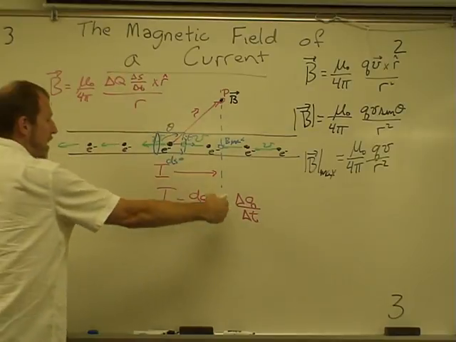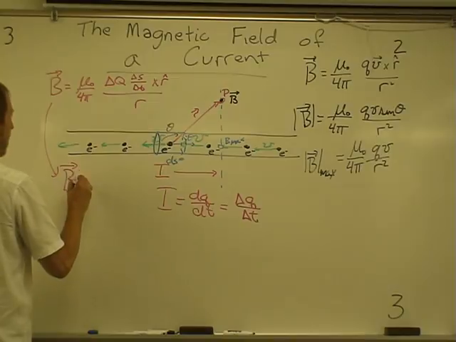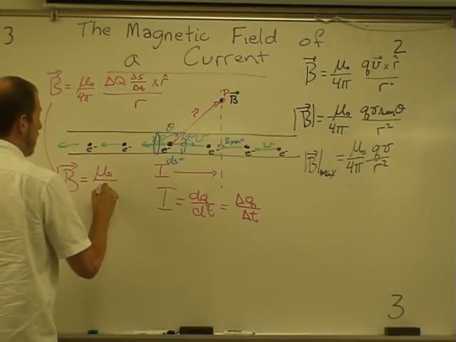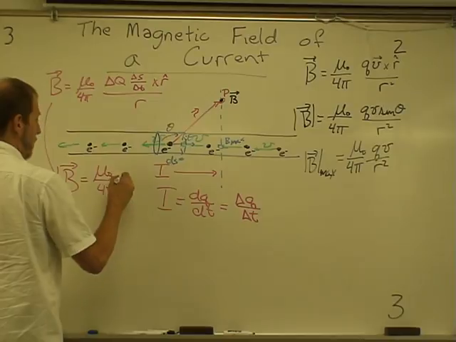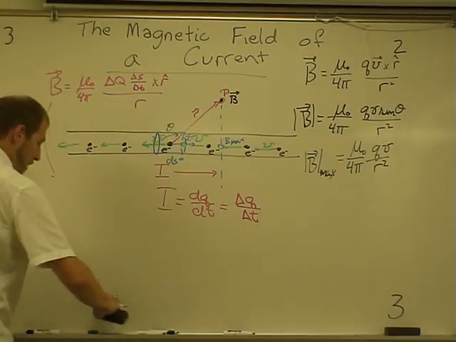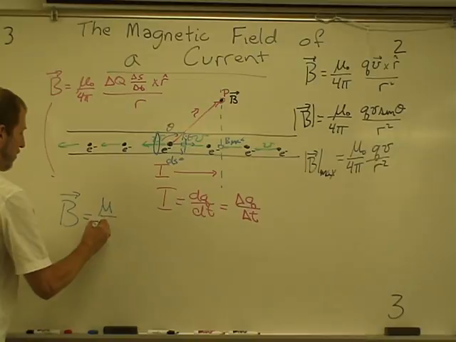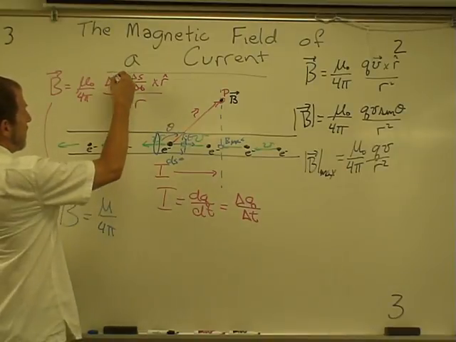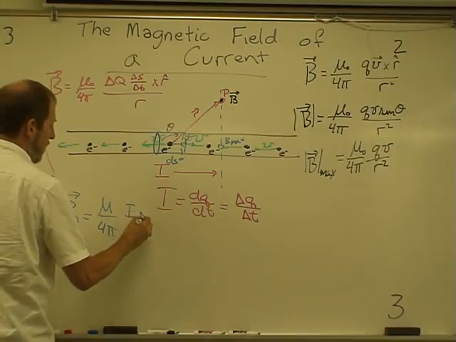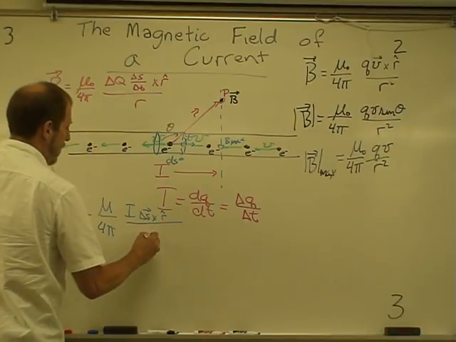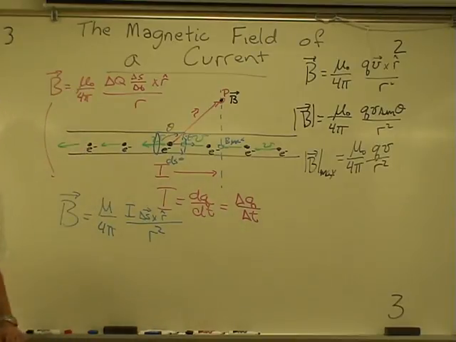Then delta Q over delta T, that's the current. So I can write the magnetic field caused by a tiny piece of current as being equal to mu naught over 4 pi times delta Q over delta T, which is the current, times delta S crossed with R over R squared. Now, that's the magnetic field of a tiny piece of current.